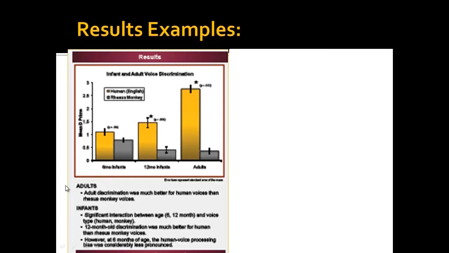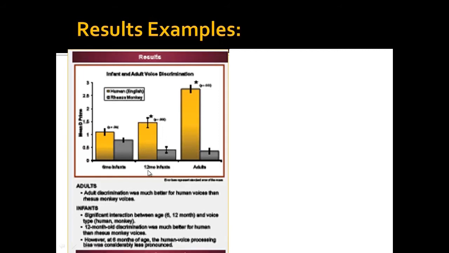In this case, there's only one graph, so the figure caption underneath clearly relates to this full graph. And it relates the take-home message for each age group. So I have adults here and infants here, and I give the main take-home points for each age group.